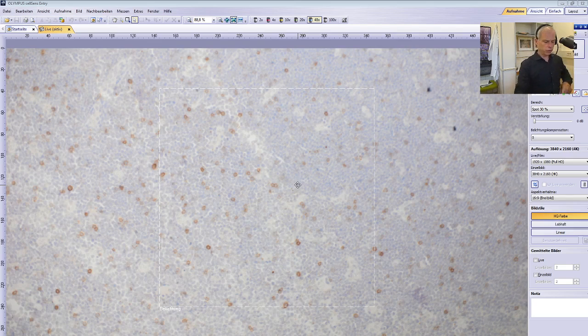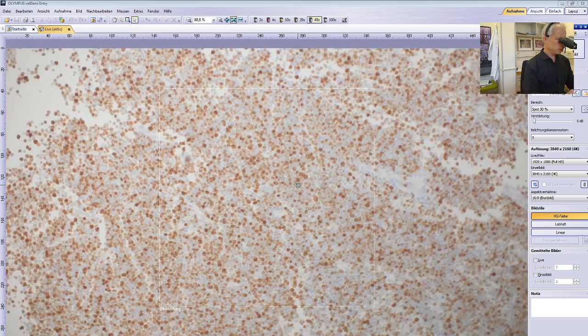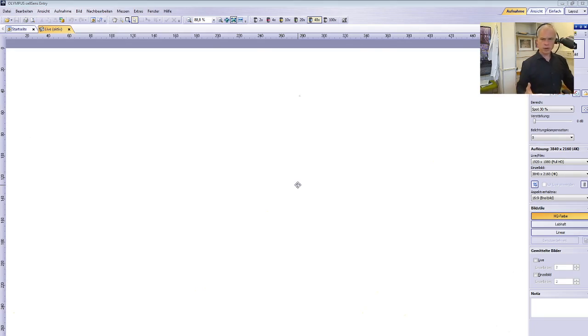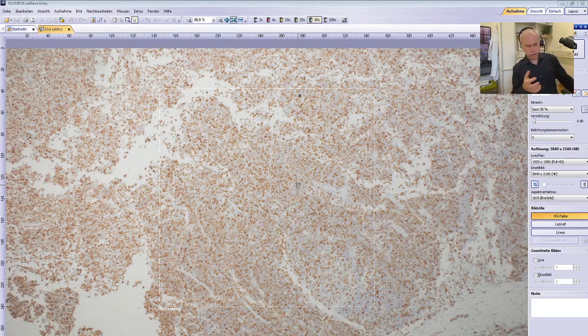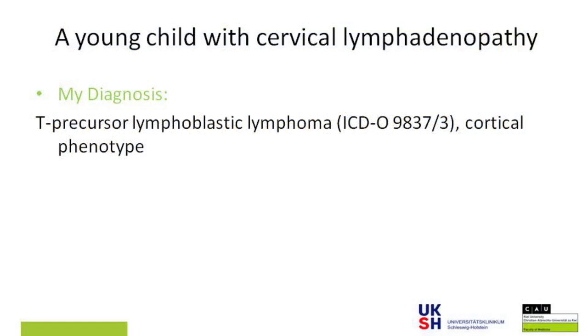I also recommend to stain for Ki67 in these cases, to see that we really have an unambiguous high proliferation. Ki67 rate is usually above 50%. Here it's even higher. So in my opinion, this is a typical case of a lymphoblastic lymphoma, and my diagnosis would thus be precursor T lymphoblastic lymphoma with a cortical phenotype.